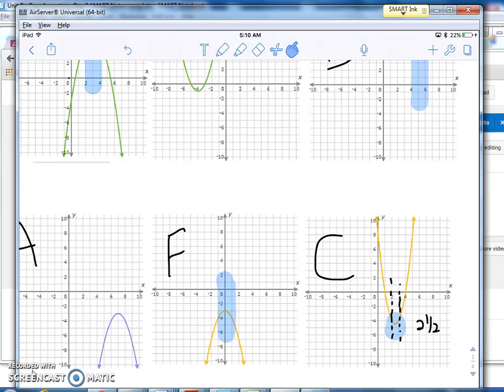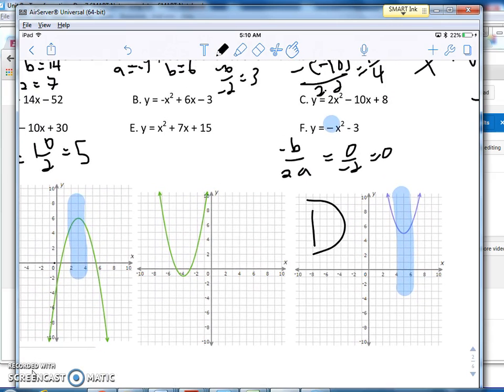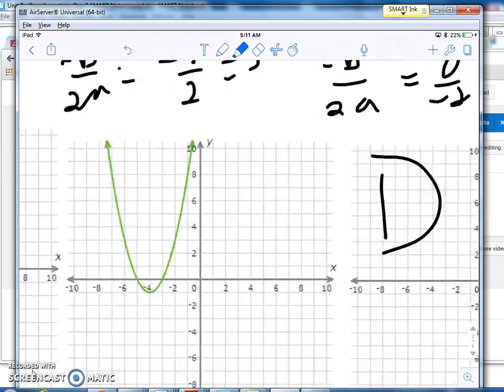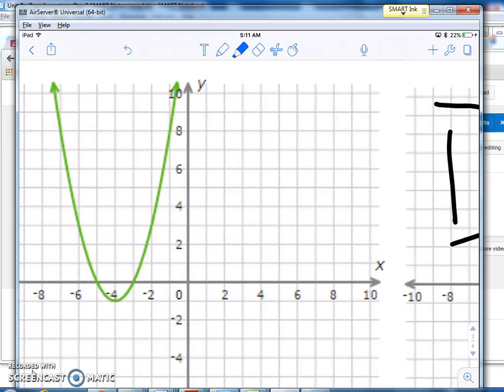And the last one, opposite of B over 2A gives you -7 over 2. So the vertex should be at -3.5, but we noticed this one, -3.5, it's not quite where it hits, is it? -3.5 should be right in here. So there's a mistake, I guess, in this one, huh?